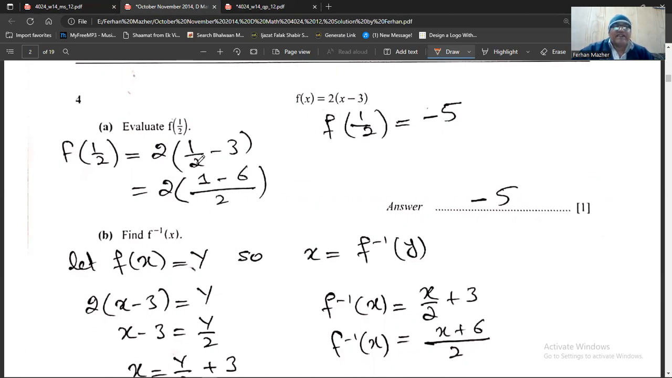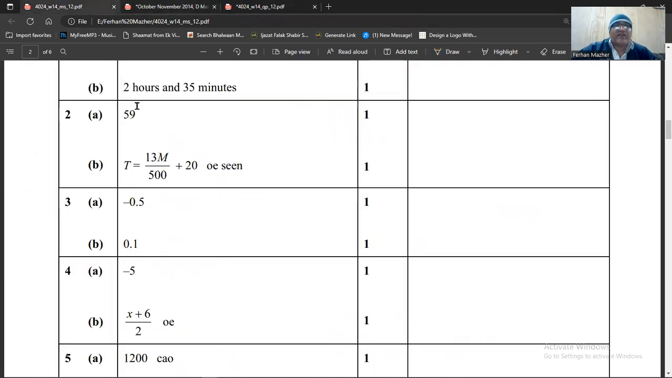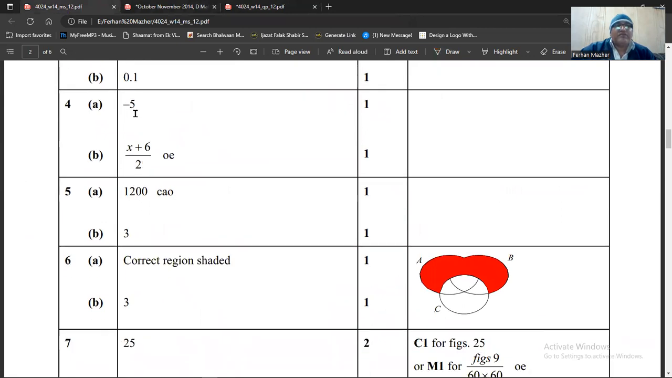So inside the bracket, I will simplify, I will take the LCM. Here it will become 1 minus 6, and f of 1 by 2 will be equal to, this becomes minus 5. 2 and 2 are cancelled. So f of 1 by 2 will be minus 5.